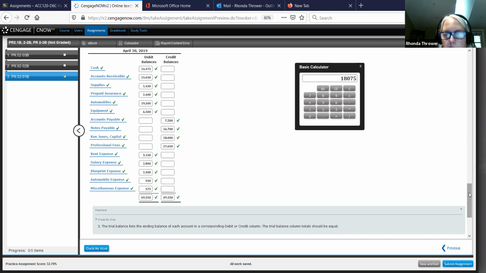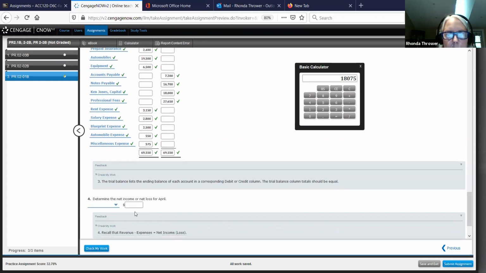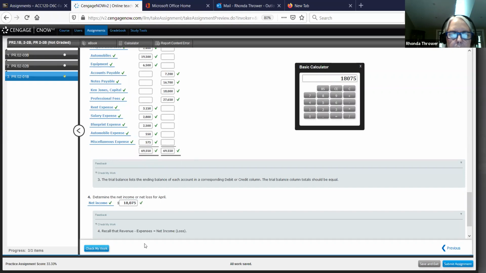Hopefully I've added and subtracted everything right. We're getting ready to find out. The amount is going to be $18,075, and it will be net income because my net income, my revenue is larger than the total of my expenses. So let me check my work, and my math is correct.